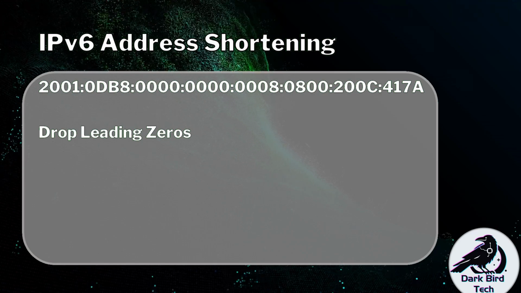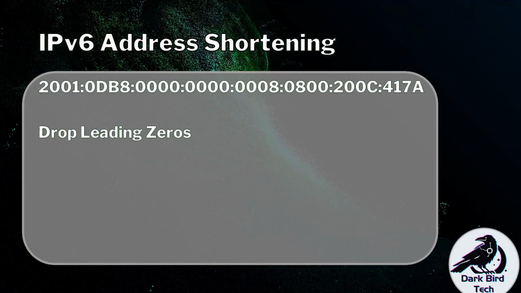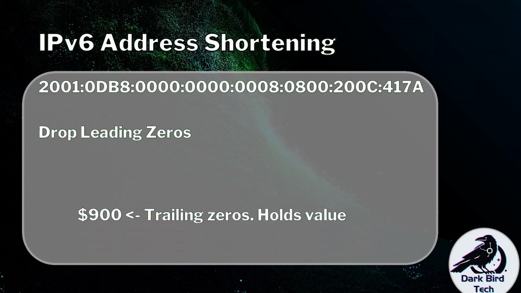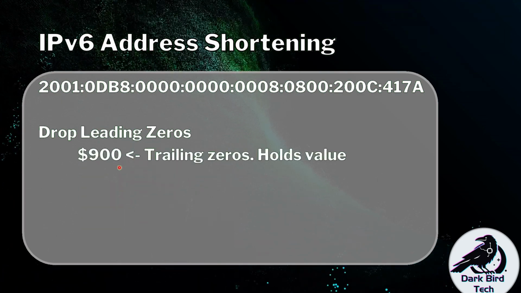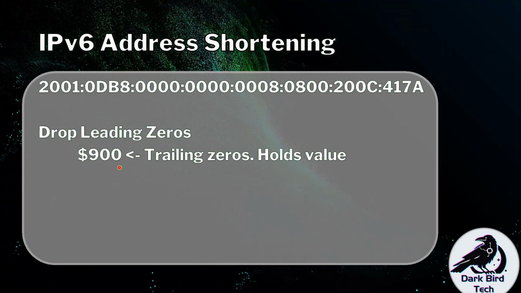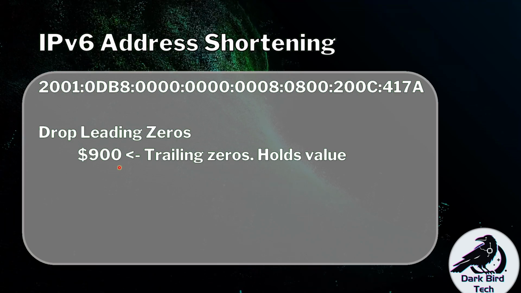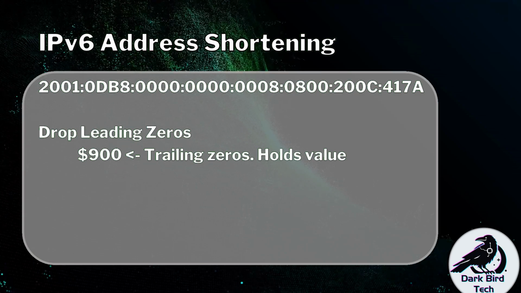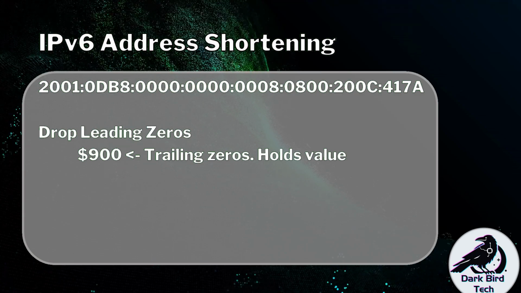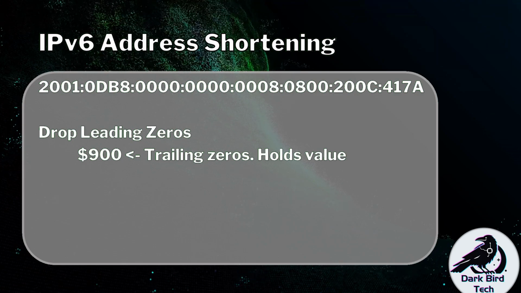Now first, let's explain what a leading zero is, so we're all on the same page with that. If I take a value like $900, I do not want to be dropping those zeros because those are trailing zeros and they hold value. Put it this way, I don't think you or I need mathematics to turn $900 into $9. I can do that on my own, thank you very much.